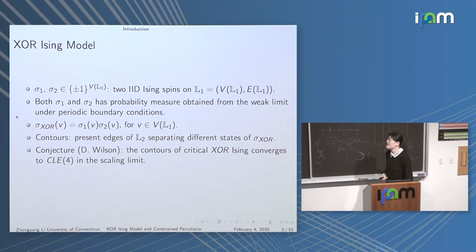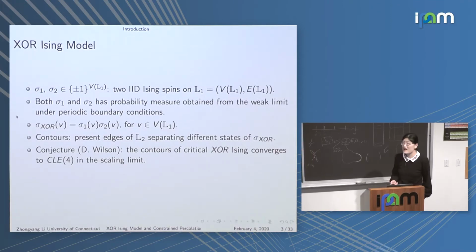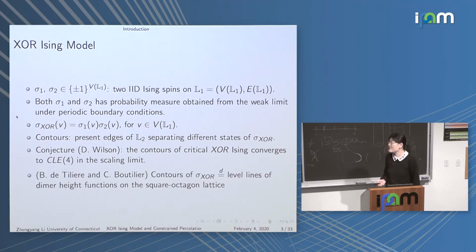Okay, so the conjecture is that we consider those contours separating vertices with different configurations. Those contours are conformally invariant in the scaling limit and converge to CLE4. A first step towards this conjecture was done by Dubédat and Boutillier. They show that the contours of the XOR Ising model have the same distribution as the level lines of the diagonal height functions on the square octagon lattice.